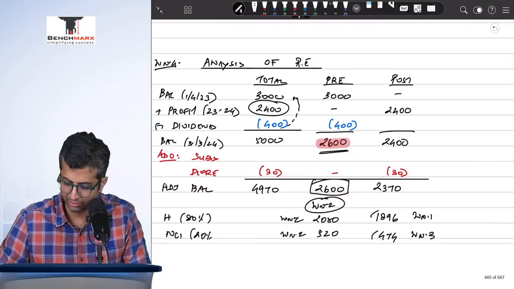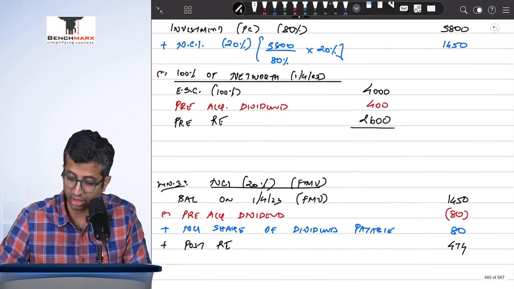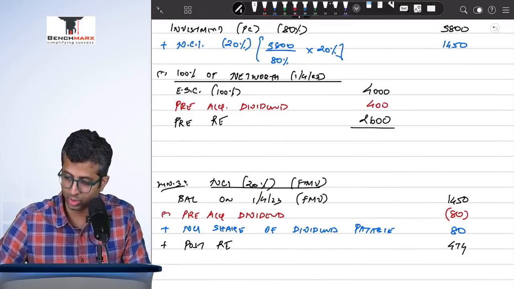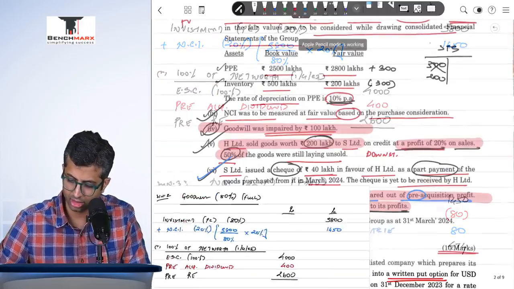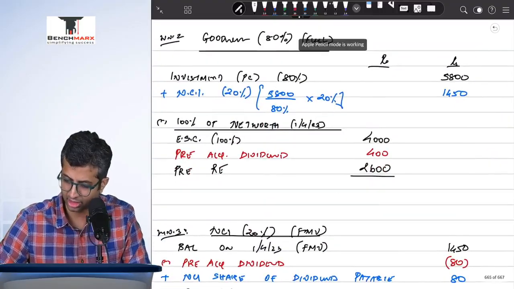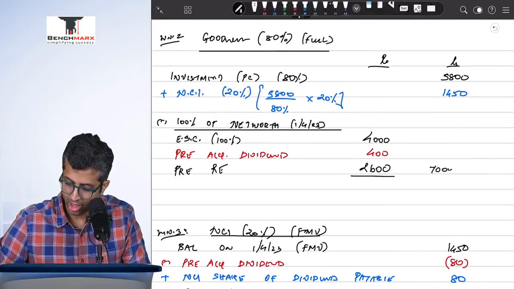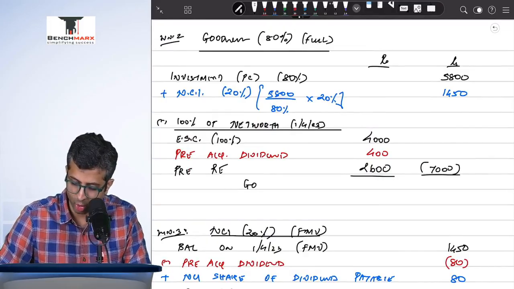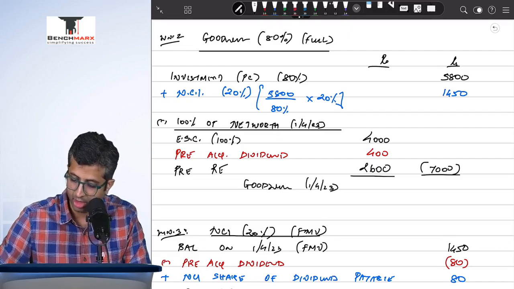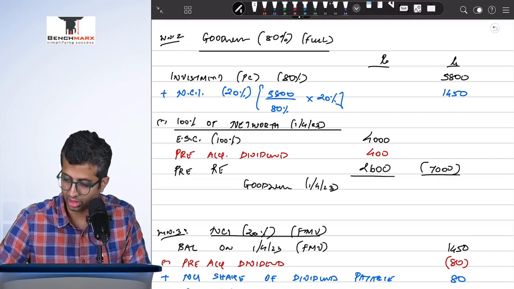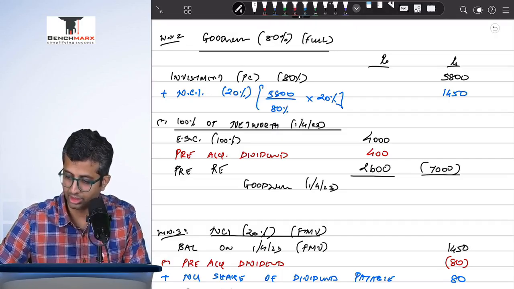So we have taken all of this, and hence now I can try to find the goodwill. This is 4000 and 4000, and I think this is 7000. And if I were to calculate the goodwill, this goodwill on 1st April 23 will be, I think, 5800, 1450 minus 7000.